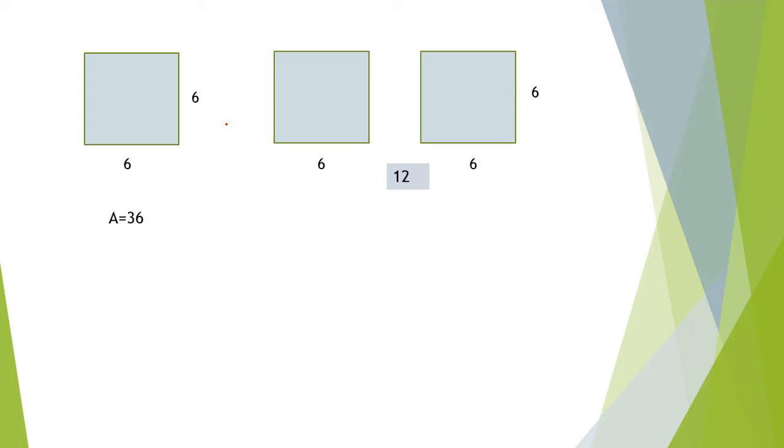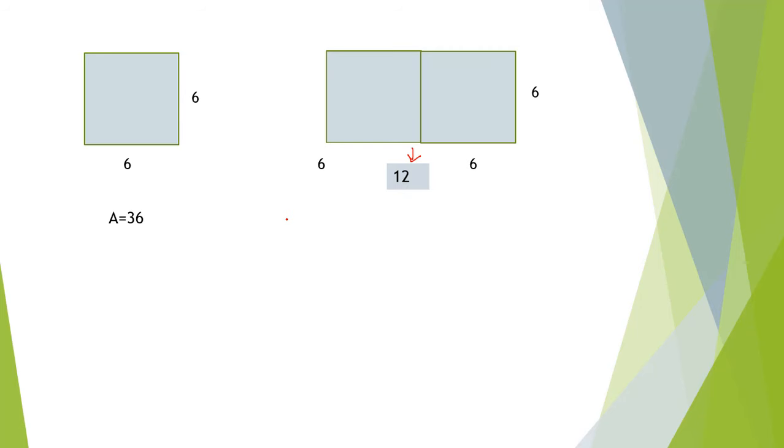Let's see an important property of a shape. If you have a square of area 36 and we increase the length of one side, and let's make it double, 6 plus 6 is equal to 12. This side is 12 now.